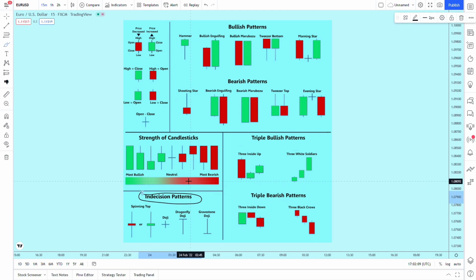Like I said, they represent a fight between bulls and bears, between buyers and sellers. They are fighting for the control, and we don't really know what to expect. So the best thing to do is to avoid trading these patterns. Just wait to see what's going to happen next, and then decide your next steps.